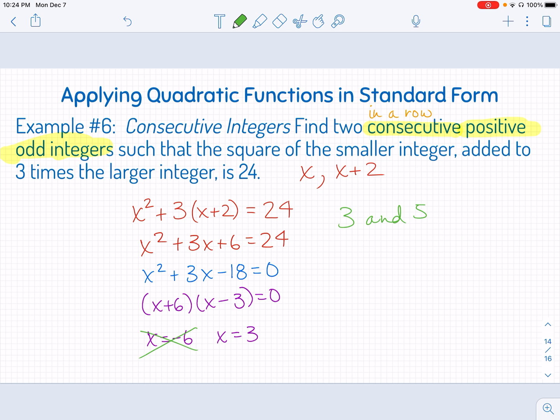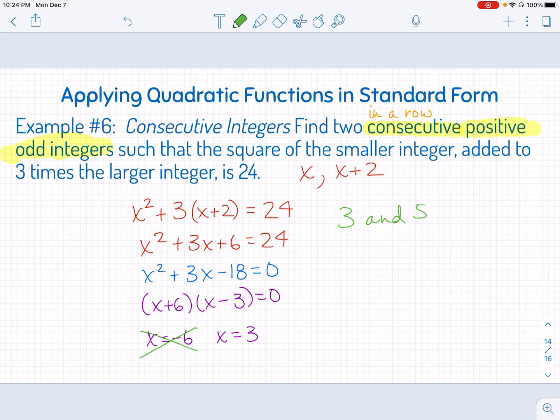Now, those are so small you probably could have guessed and checked them if you're that kind of critical thinking person. But this is a process you'd need if those numbers were like 137 and 139. This is the general structure for consecutive integer problems.